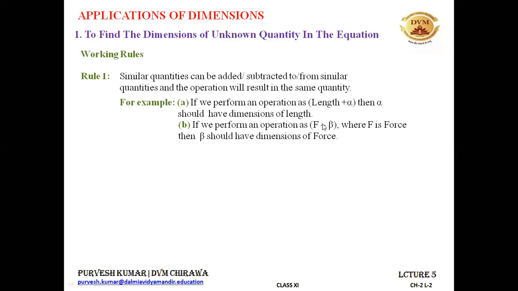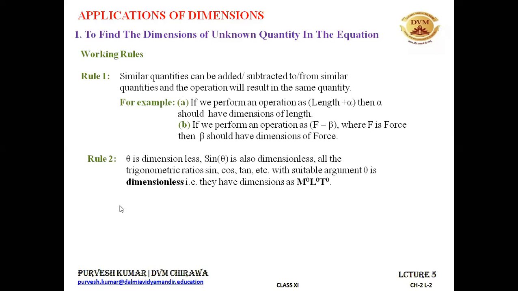Why so? Because when you subtract, you will get a quantity that has the dimension of force only, and that is equal to gamma. If it is equal to gamma, then gamma must have the dimension of F minus beta, that is the dimension of force only. So the result of this will also be the same quantity. If you perform addition or subtraction of two quantities, you will get the same quantity, in terms of dimensions, I'm talking actually.